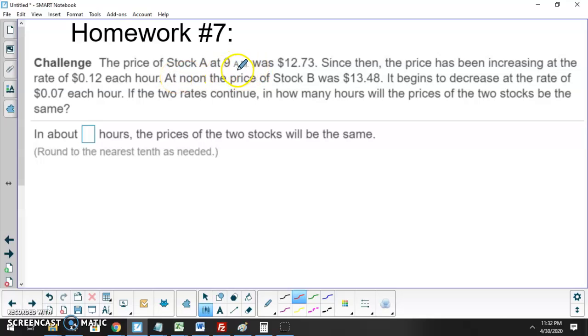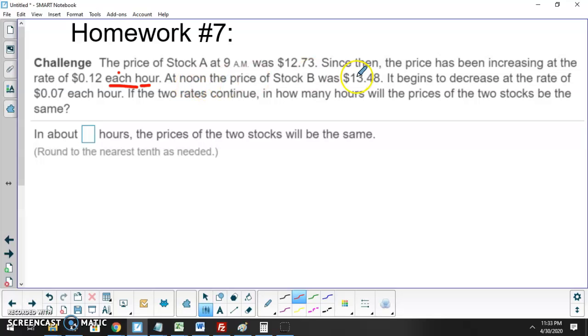Stock A starts at 9 a.m. Its price was $12.73. It's been increasing 12 cents each hour. For the millionth time, guys, each means to multiply. So you're taking 12 cents and you're multiplying it by the number of hours. Now it might be a little bit trickier than that here, so I'll talk to you about that in a second.